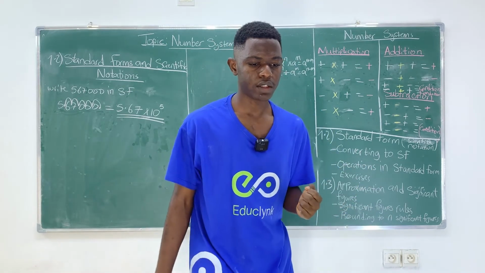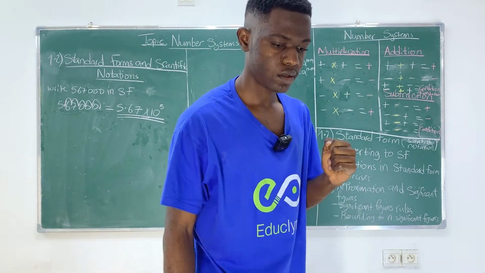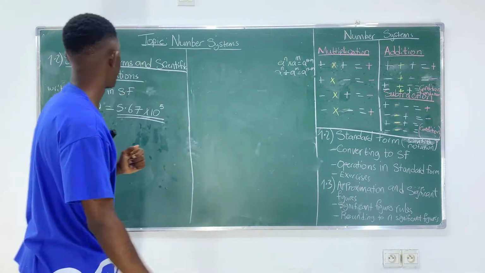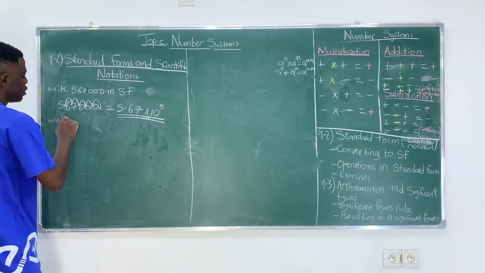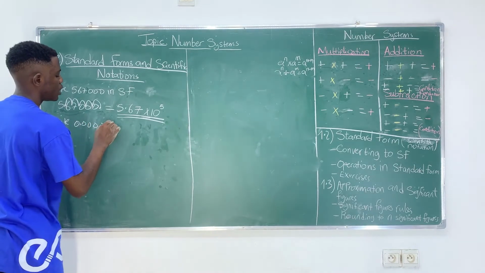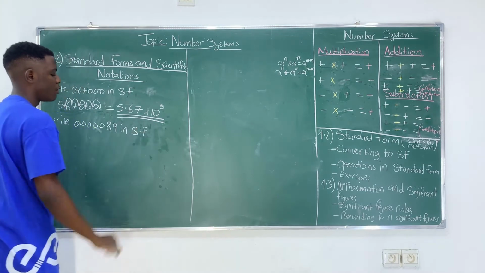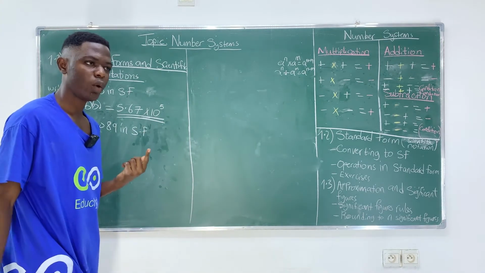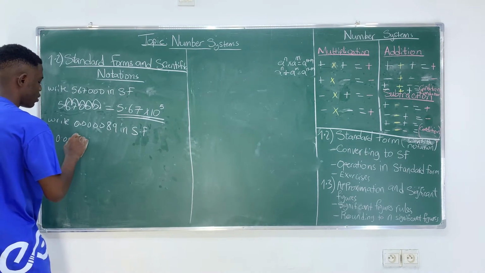The next exercise says write 0.000089 in standard form. We have to write this in standard form. So how do I write it in standard form?